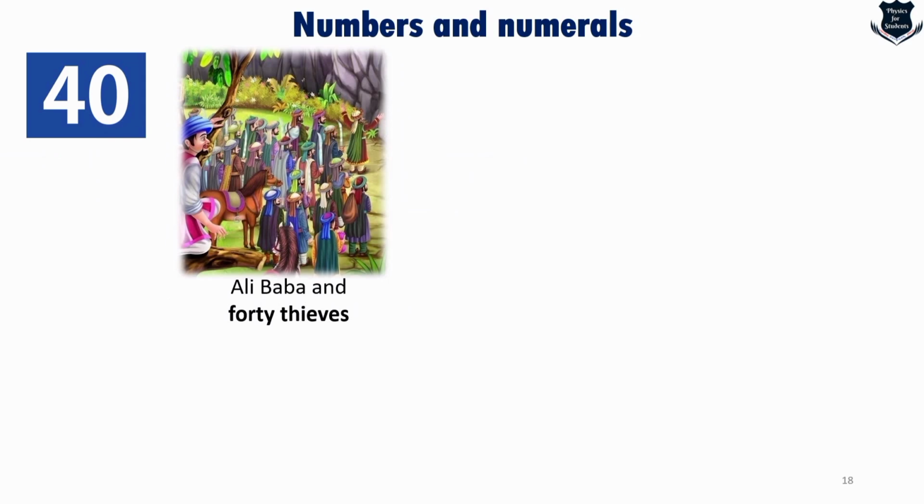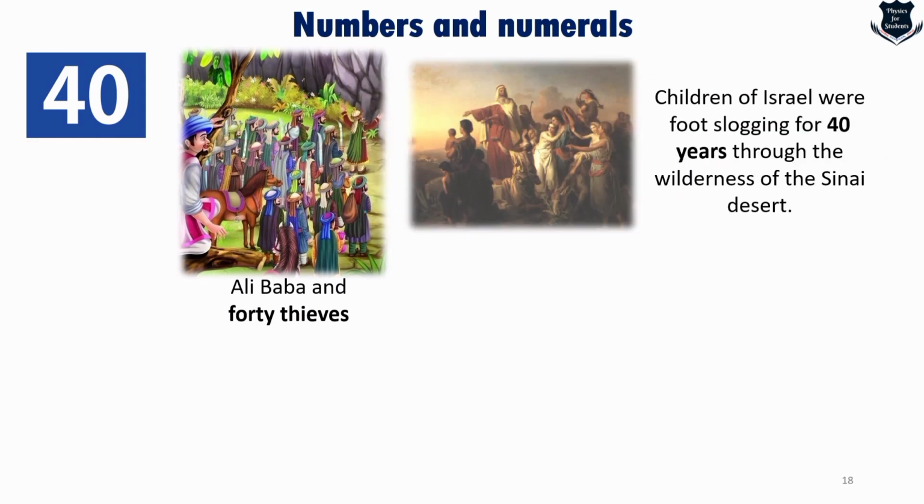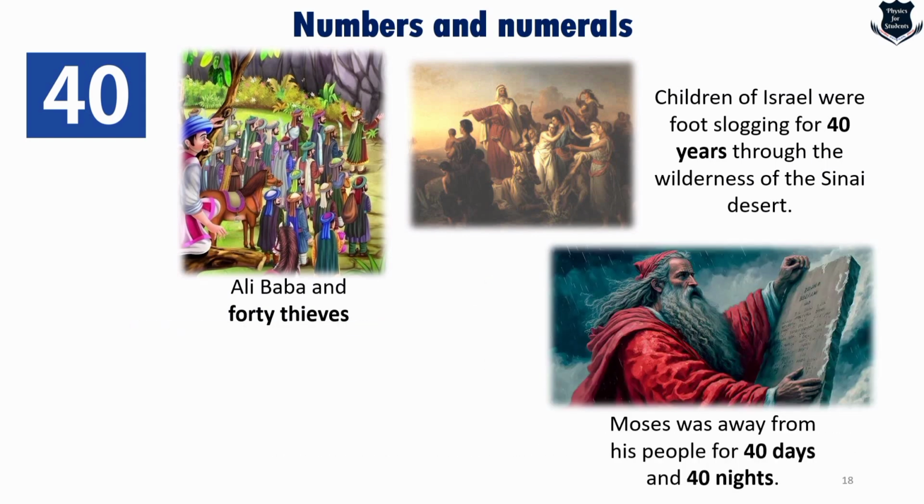Now this 40 is actually more realistic, because even a mathematical association attaches to the number 40, indicating many or too many. I have given an example of Ali Baba and his 40 thieves. Moses also, the children of Israel were foot slogging for about 40 years through the wilderness of the Sinai desert, and Moses definitely was away from his people for 40 days and 40 nights when he was given the 10 commandments on Mount Sinai.